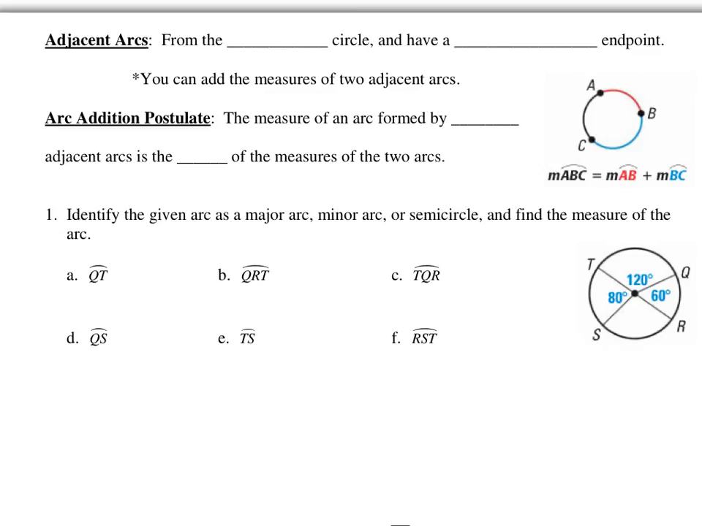So a few more vocab words thrown in here. We have adjacent arcs. Remember, adjacent just means it's next to. So it has to be from the same circle, first of all, and they have a common endpoint.